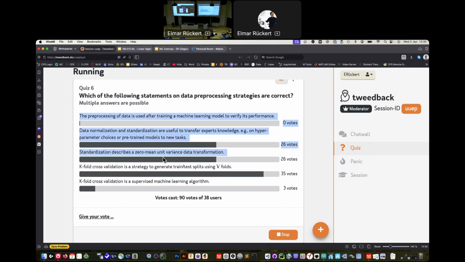Standardization describes zero mean unit variance transformation. That's correct. K-fold cross-validation is a strategy to generate train-test splits using K folds. That's also correct. And the last one is wrong. Well done.